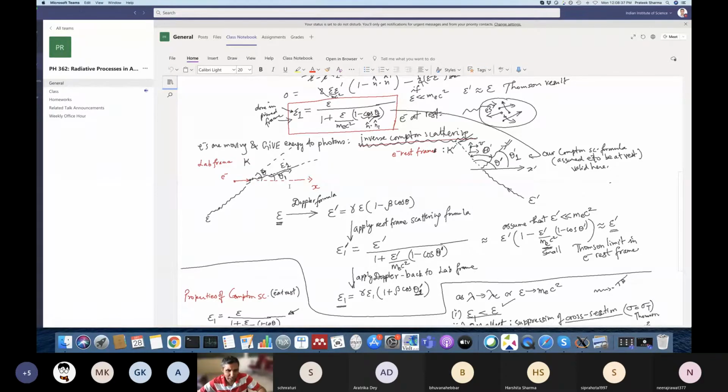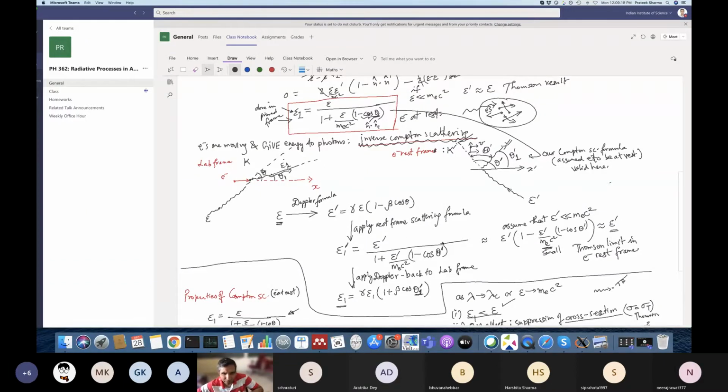Okay, so here is the program for how we should proceed. You have to start in the lab frame, and then you apply the Doppler formula for the electron to go to the electron rest frame. This is how the energy of the photon in the electron rest frame is given. Now in this frame, you can apply your Compton formula.